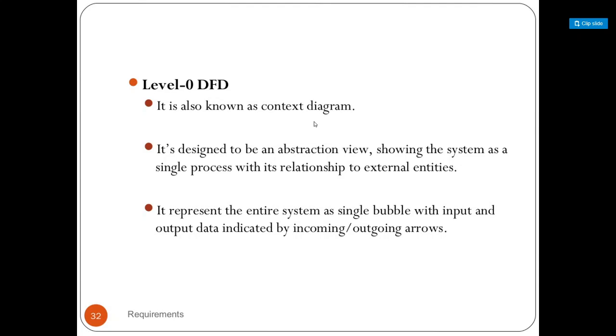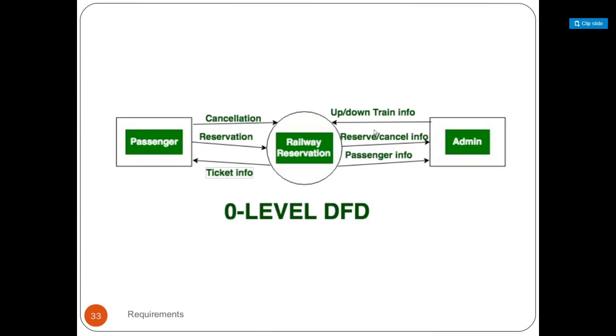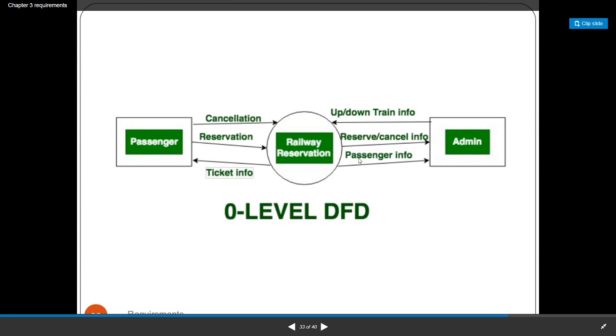The entire system can be shown with a single bubble, just indicating the input and the output. Say this is level 0. This is for railway reservation. Ticket info goes to the passenger. He reserves the ticket. He might cancel the ticket. In railway reservation, the reserve and cancel information goes to the admin, passenger info also goes to the admin, and whatever train he has to add, the admin can add to the system.